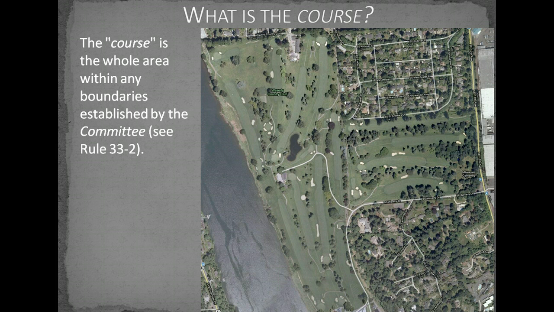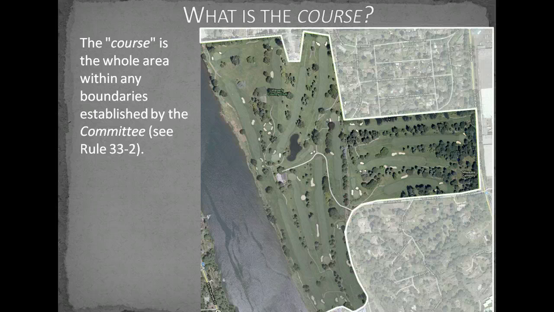And the course, now that we're going to start getting into definitions here, the course is the whole area with any boundaries established by the committee. So this is the out-of-bounds marking at Waverly. Out-of-bounds can be marked in a lot of different ways. This is back behind the 18th green, and there's white stakes and a cement cart path. And then it gets to the road, and then it wraps around. It's a white picket fence. Then it goes to a chain link fence, and it wraps most of the course in chain link, and then it goes back to white stakes around the maintenance area, and then back to chain link.